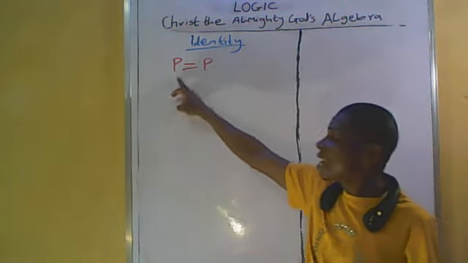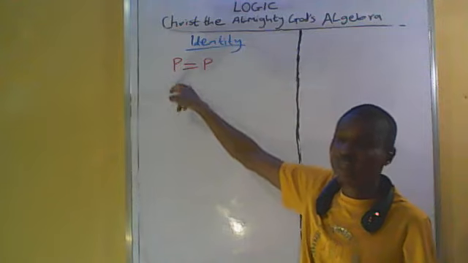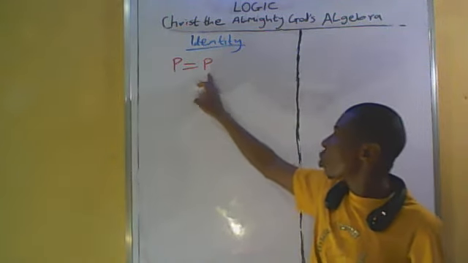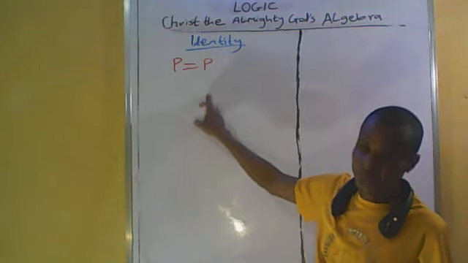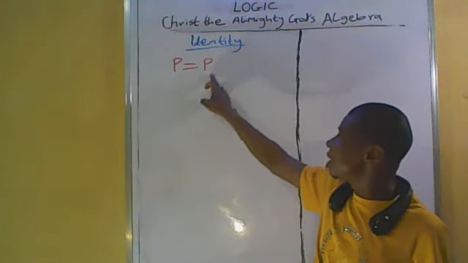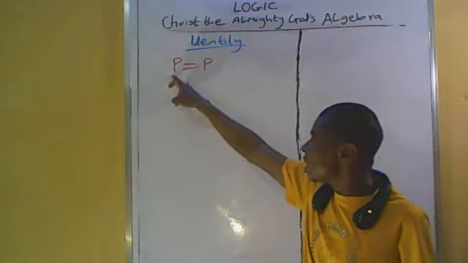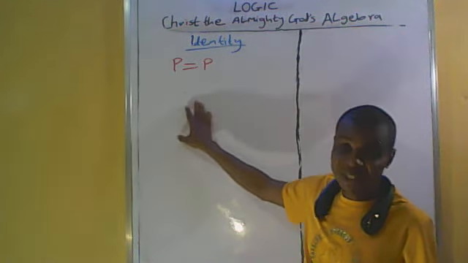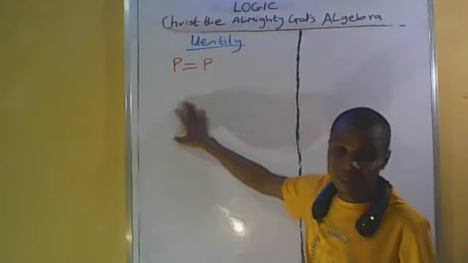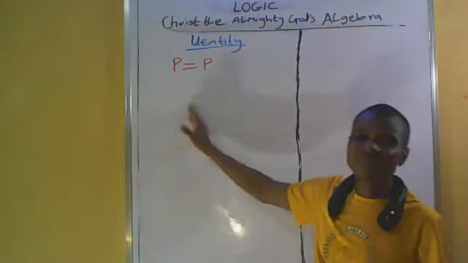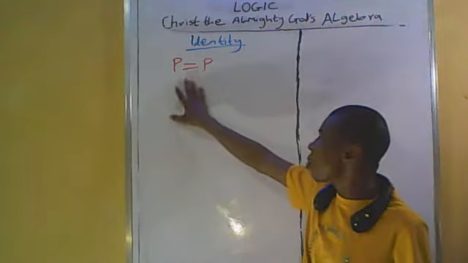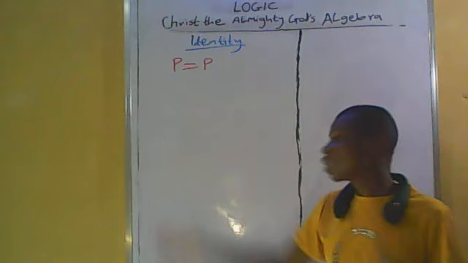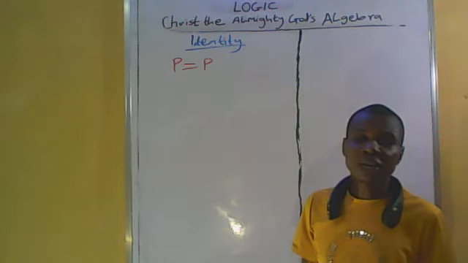That means P at the left side of the equation, whenever it is true, also P at the right side of the equation is also true. Whenever P at the right side of the equation is false, also P at the left side of the equation is also false. You say that is what? They have the same semantics and the same syntax. So this is a typical example of identity, different from law of identity. Let's prove that it is identity.